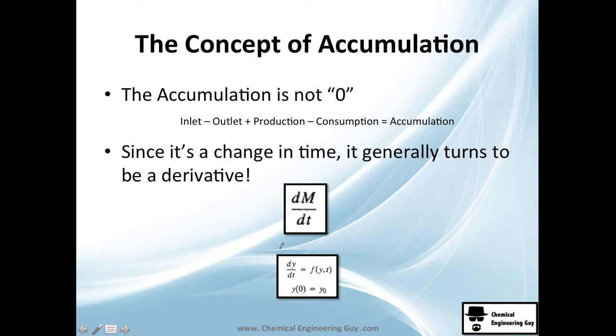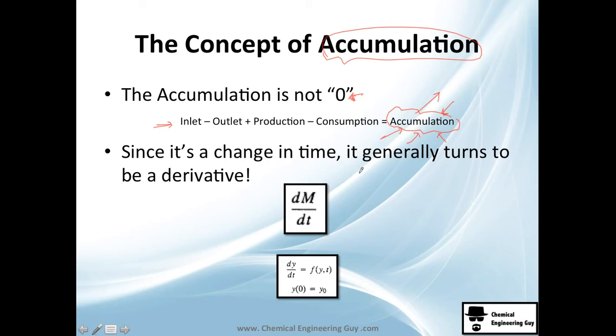So that was a little bit of an introduction, a review of the transient state. Now we're going to see the concept of accumulation. In this case, I just want to tell you that unfortunately accumulation is not zero. So from our last equation, inlet minus outlet plus production minus consumption, you will get this value here, accumulation. And we will not be able to take it out. We cannot do it. Why?